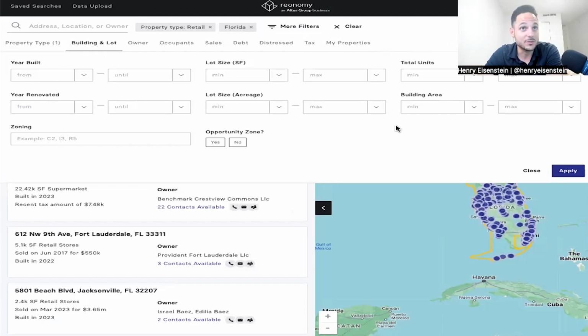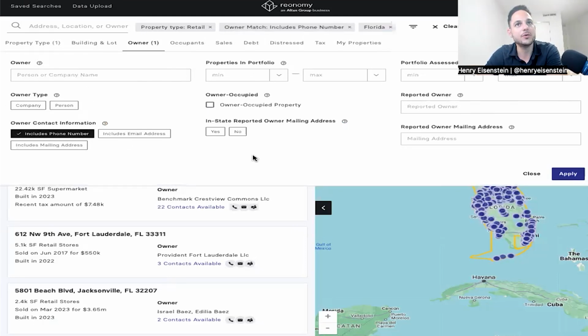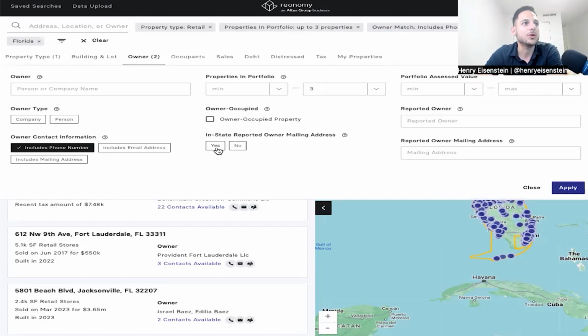Building and lot size, we talk about this a lot. You don't have to really play around with this too much. So let's dive into the owner. When it comes to owner, let's go to includes a phone number. We're going to play around with properties and portfolio. Let's say 3. Again, you can play with person or not person. It eliminates a lot of the larger companies. You can play around with this. I think this is going to be a really lucrative option.